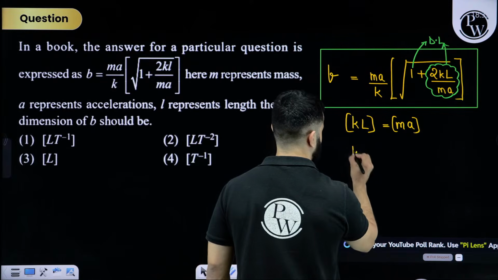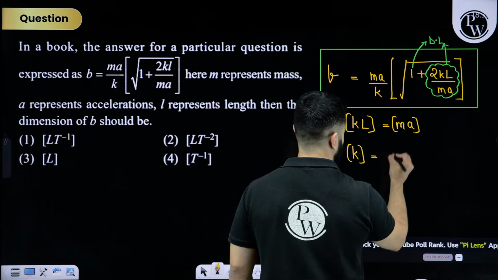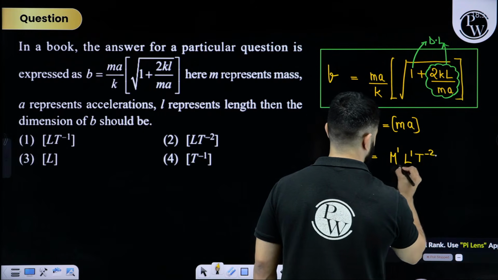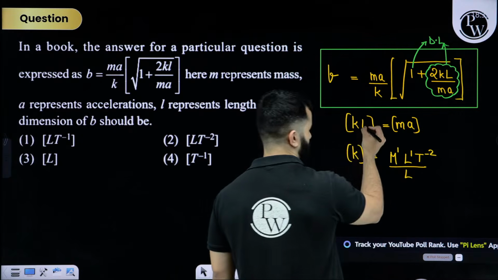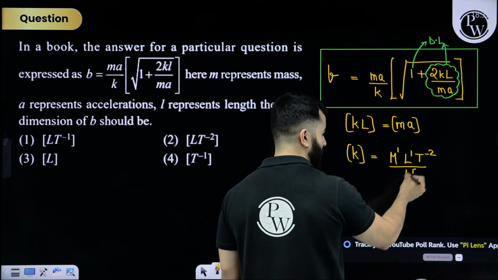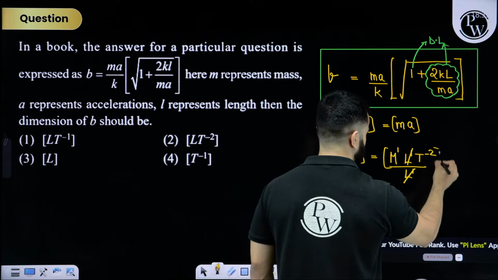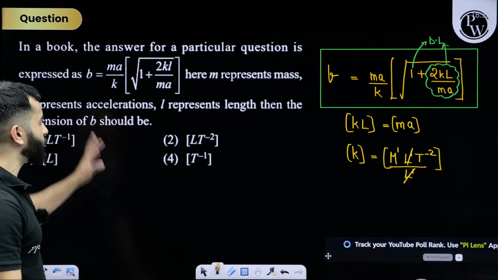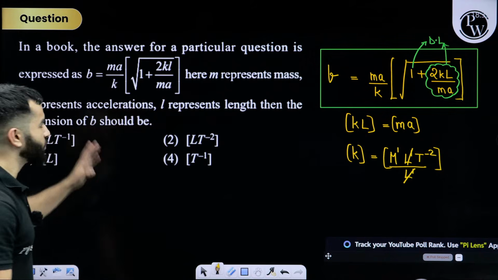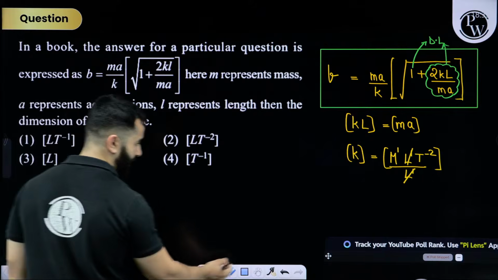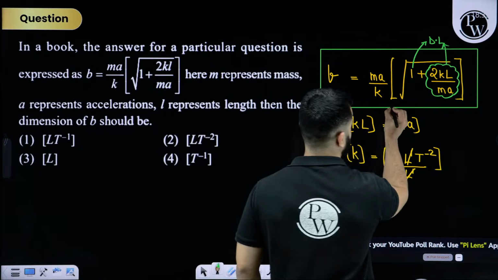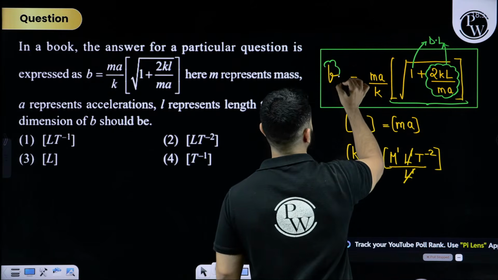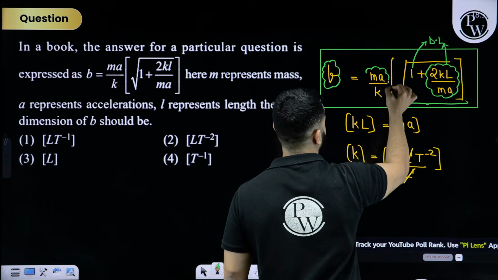This means that K will have the dimensions of M is mass, A is acceleration, and I have got an L over here. I am cross multiplying L. L and L get cancelled out. This is the dimensional formula of K. By the way, we want to find out the dimensional formula of B. This entire thing is dimensionless. Clear? So that means B will have the same dimensions as MA divided by K.